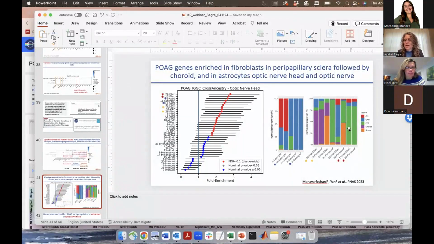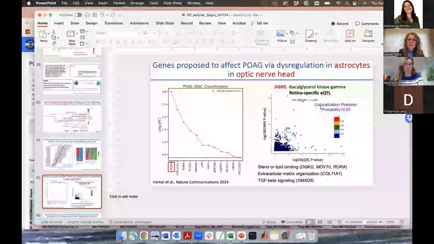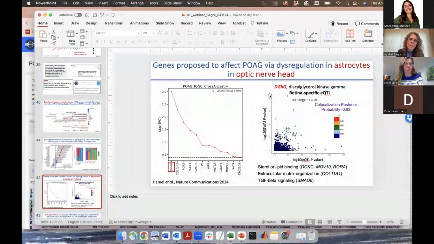And we can look at the distribution of these cells in the various tissues, finding that the fibroblasts were primarily in the peripapillary sclera, the region that supports the optic nerve fibers, and the astrocytes were primarily in the optic nerve head as well as in the optic nerve. And there's another class of fibroblasts that were enriched in the choroid, as well as also in the optic nerve head.